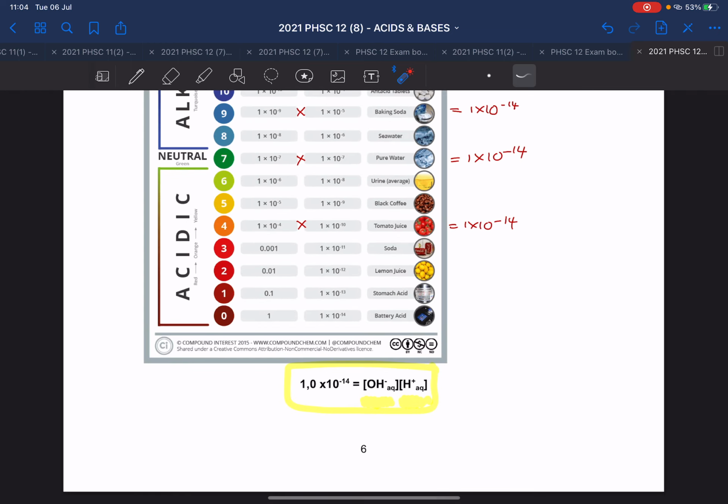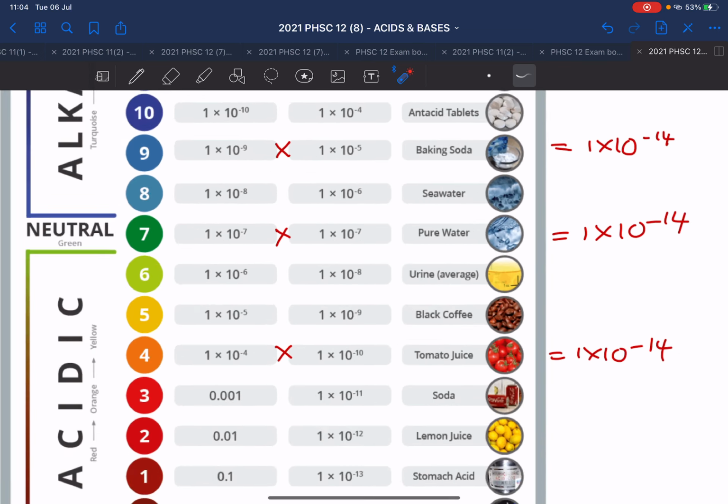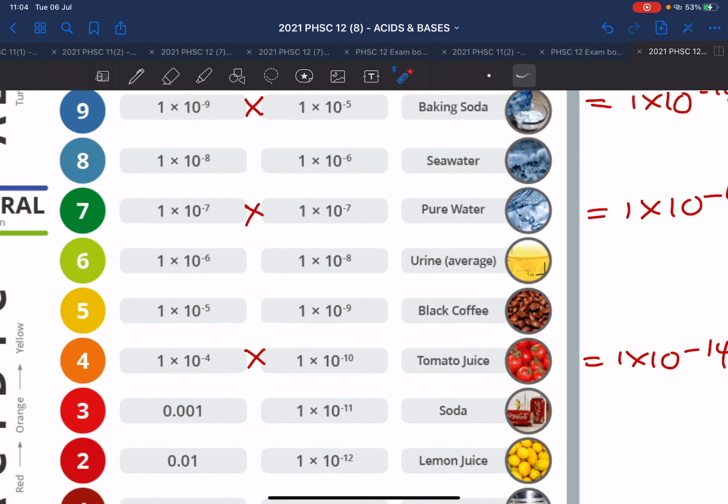Okay. Hoekom gaan ons dit gebruik? Sê nou maar, ek sê vir jou, we are investigating human urine or whatever, and we want to see what is the pH of your urine. Okay, want as jou pH van jou piepie af is, dan is jy bietjie siek.